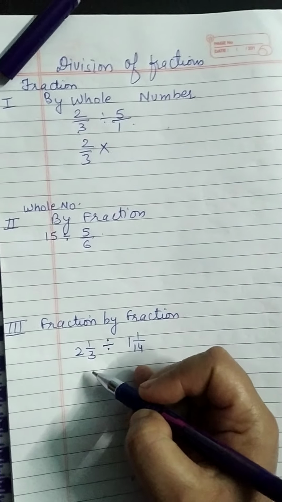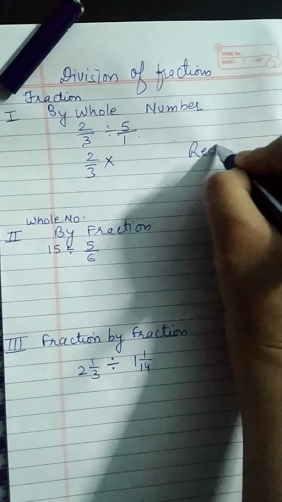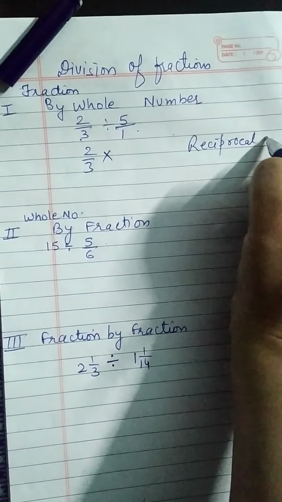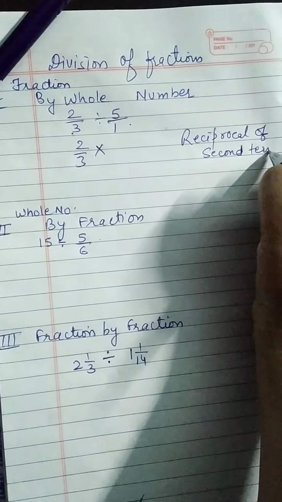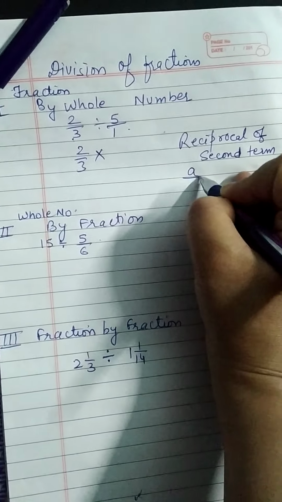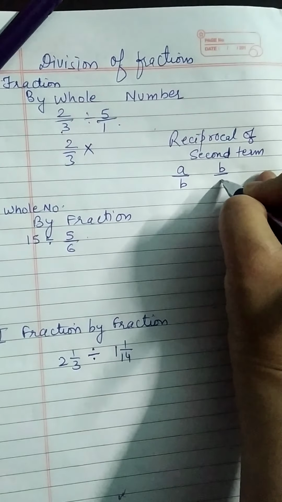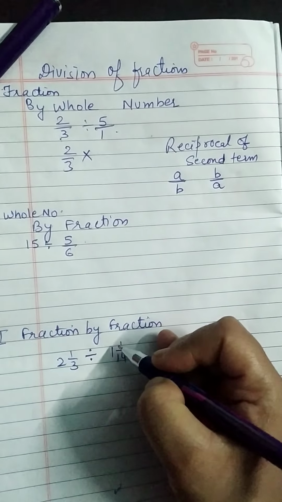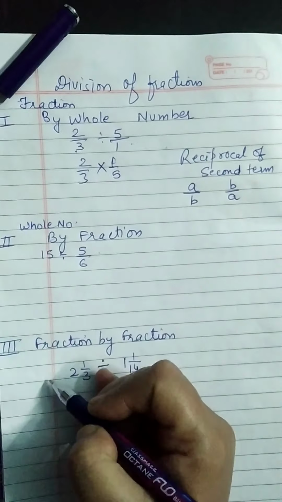Third step, we do the reciprocal of second term. Please keep in mind, we do the reciprocal of second term. What is the reciprocal of the second term? If we are given the fraction a by b, we will reverse it, it will be b upon a. So 2 upon 3 will be multiplied by 1 upon 5.